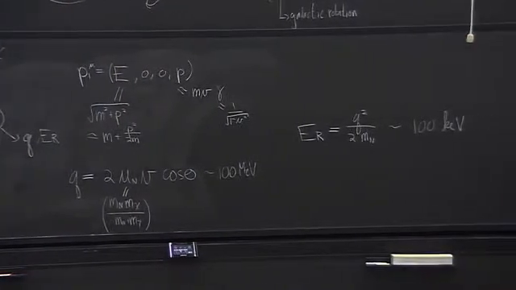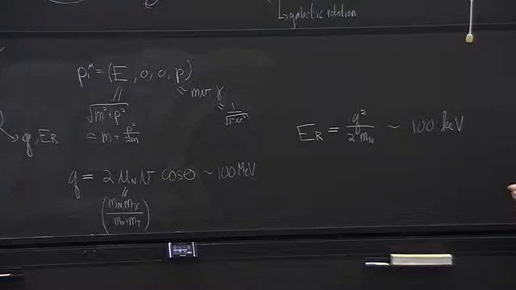So what I need to look for in my detector are recoils of nuclei within the detector with energies on the order of 100 keV. And it turns out that this is not so easy to do, but it's possible. And this is what experimental detectors have been designed and built to do.